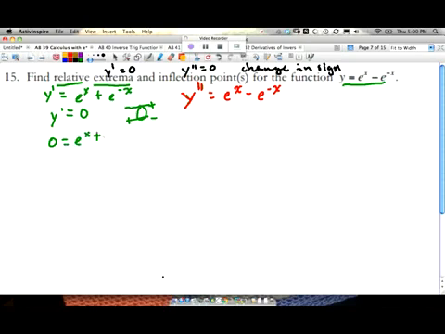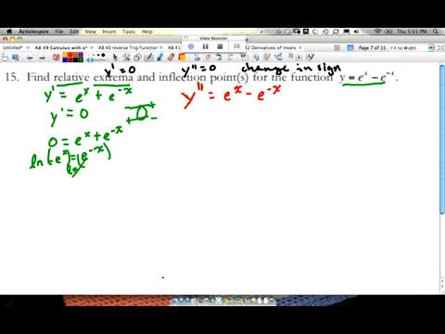So that would mean 0 equals e to the x plus e to the negative x. Well, this presents a problem here because when I try to solve this, let's say I move negative e to the x over, equals e to the negative x. This is never really true because, well, how would you solve this? I mean, I would say, why can't I take the natural log of this and the natural log of this?